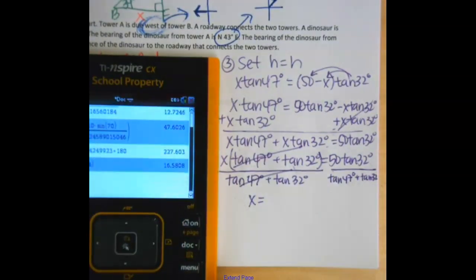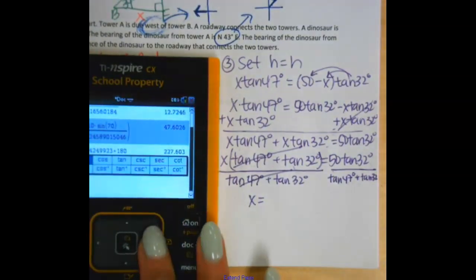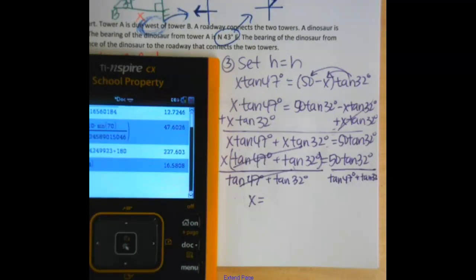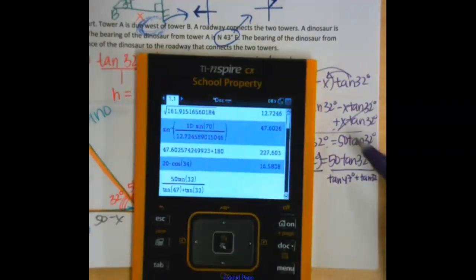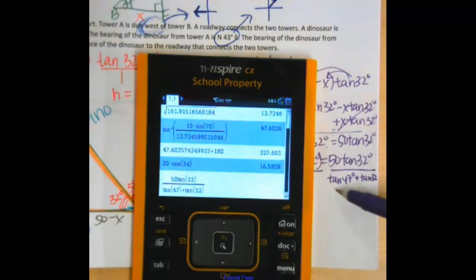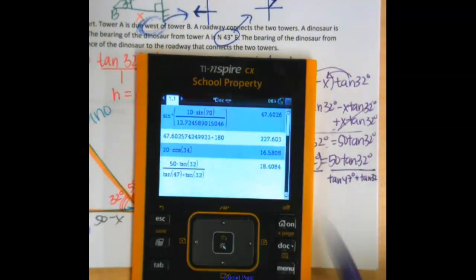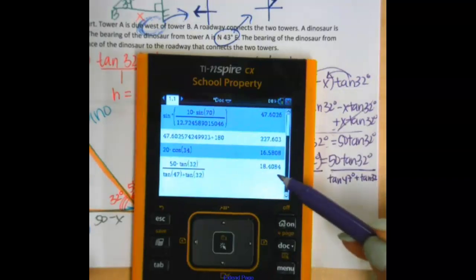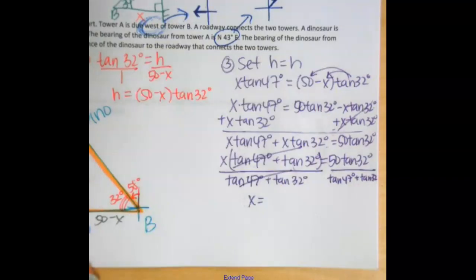So we're going to have 50 tangent of 32 degrees over tangent 47 plus tangent 32. Be careful before you hit enter. Make sure it looks just like it should have on the paper. 50 tangent 32, over tan 47 plus tan 32. All right, perfect. It's still in degree mode, which is important. So we're going to have 18.4084.